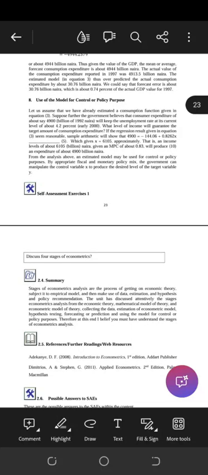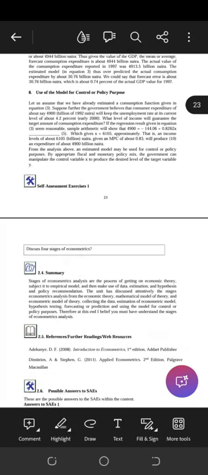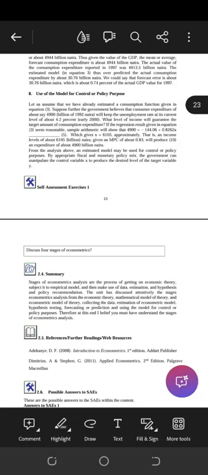So it depends. But normally, mathematically speaking, the forecast error is 30.76 billion. That is our model. It's over. Its forecast was more than what the actual value was. So it's over. It over-reported the 1997 value. It over-reported 1995.